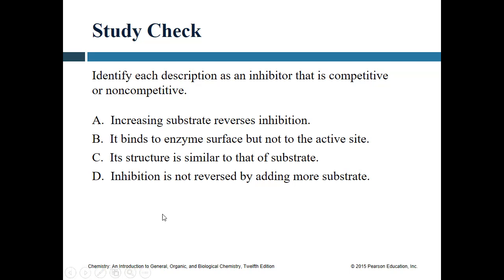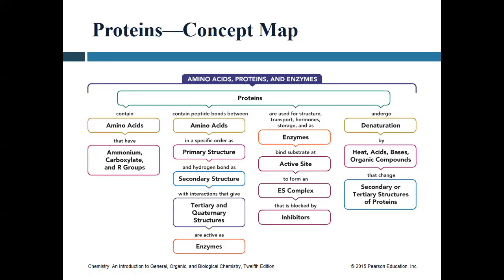All right, so let's end with this final concept. Are these competitive or non-competitive inhibitors? Well, if we increase the substrate and it reverses the inhibition, that's an example of competitive. If it binds to the enzyme surface but not the active site, that's an example of non-competitive. If it has a similar structure to the substrate, competitive. If it will not be reversed by adding more substrate, non-competitive. So that, folks, is the end of our proteins chapter, chapter 16.